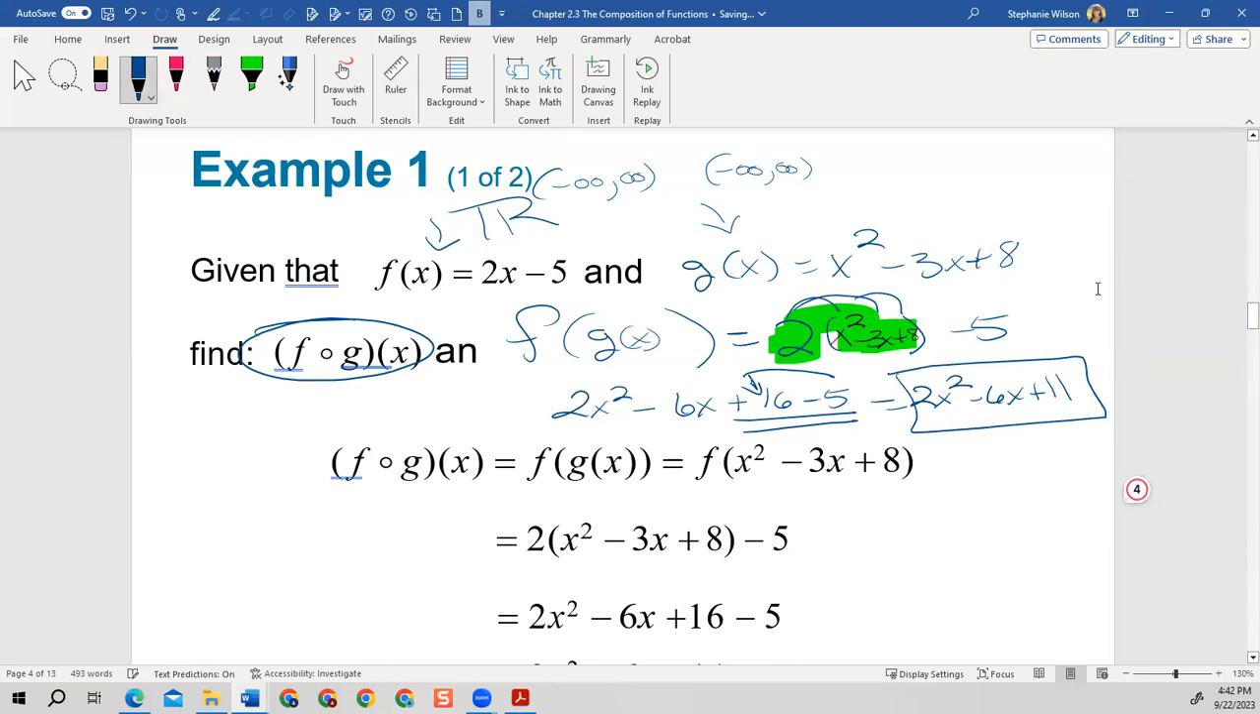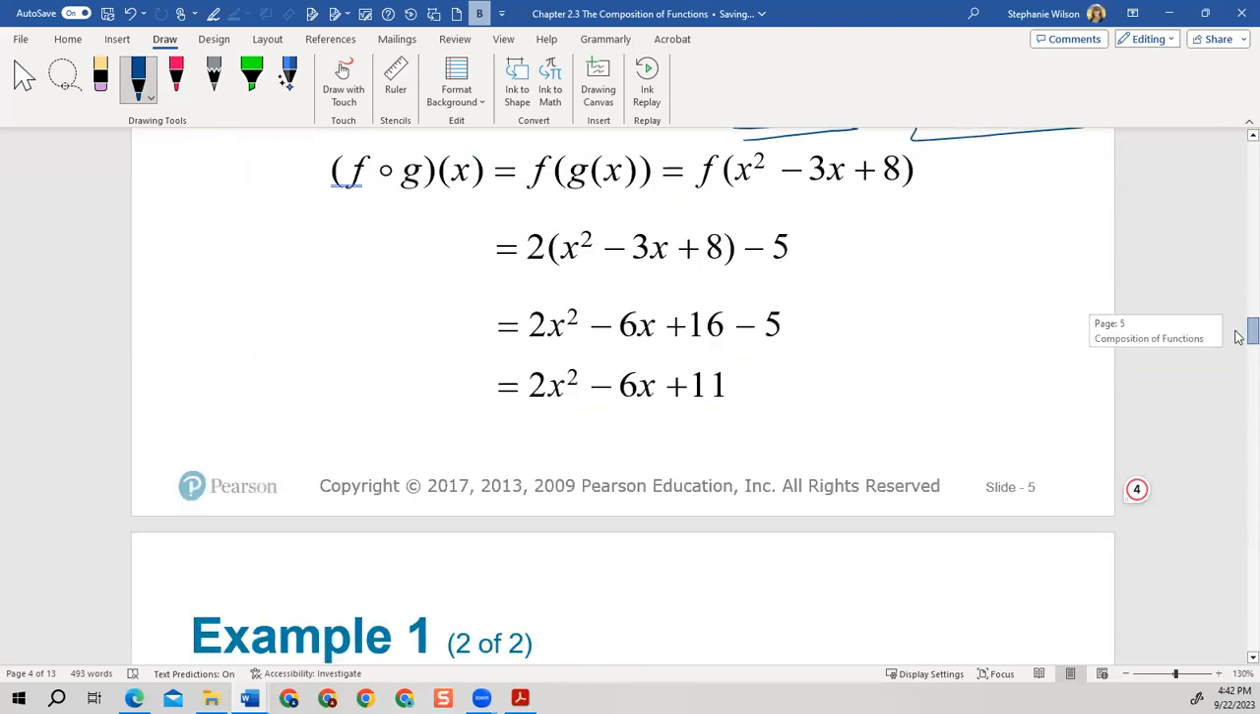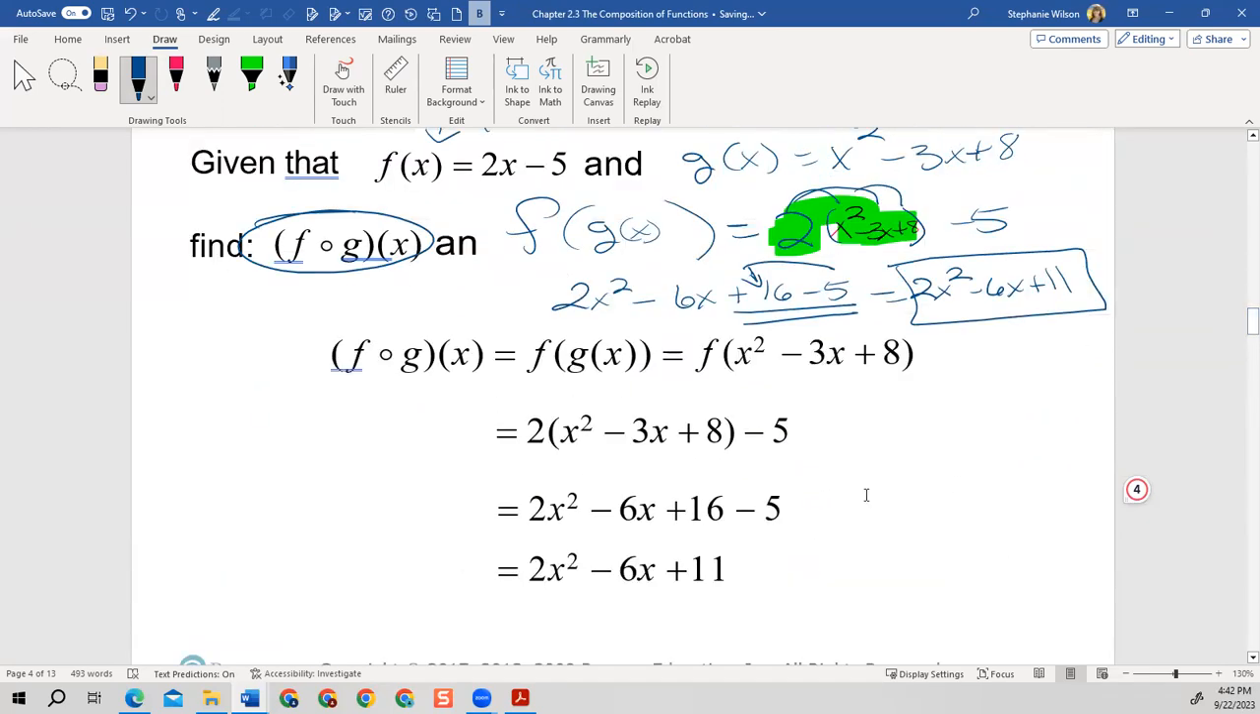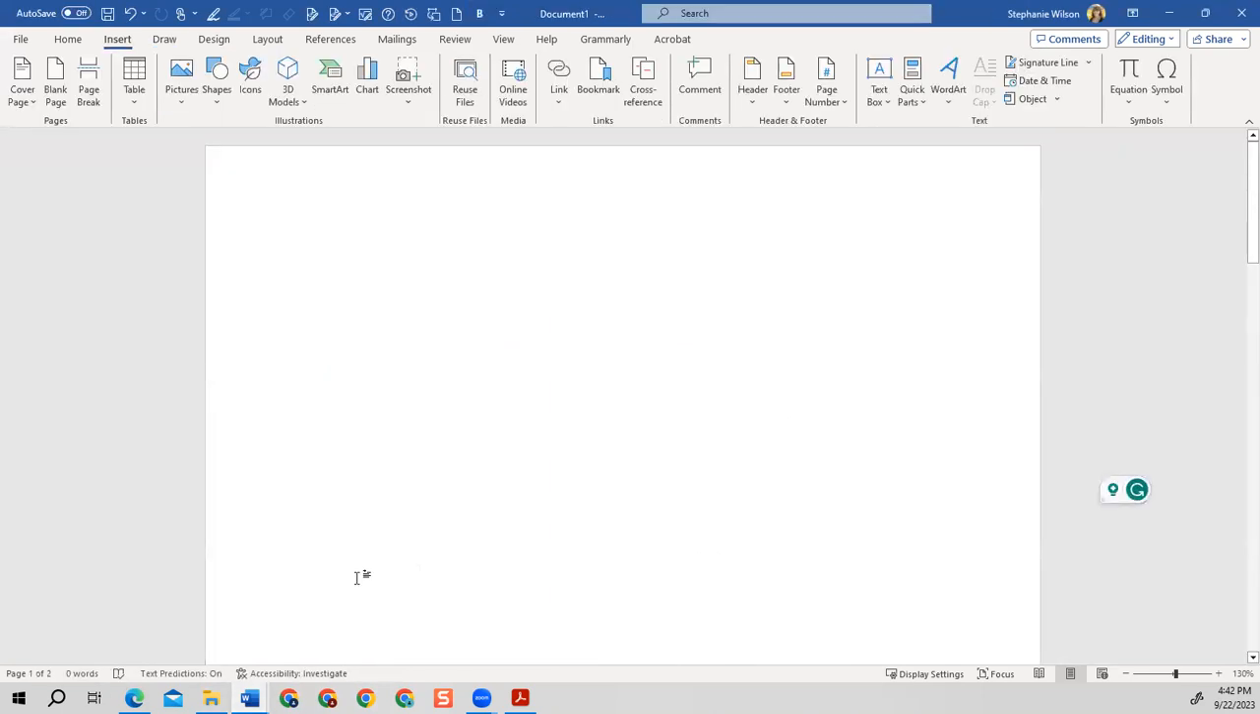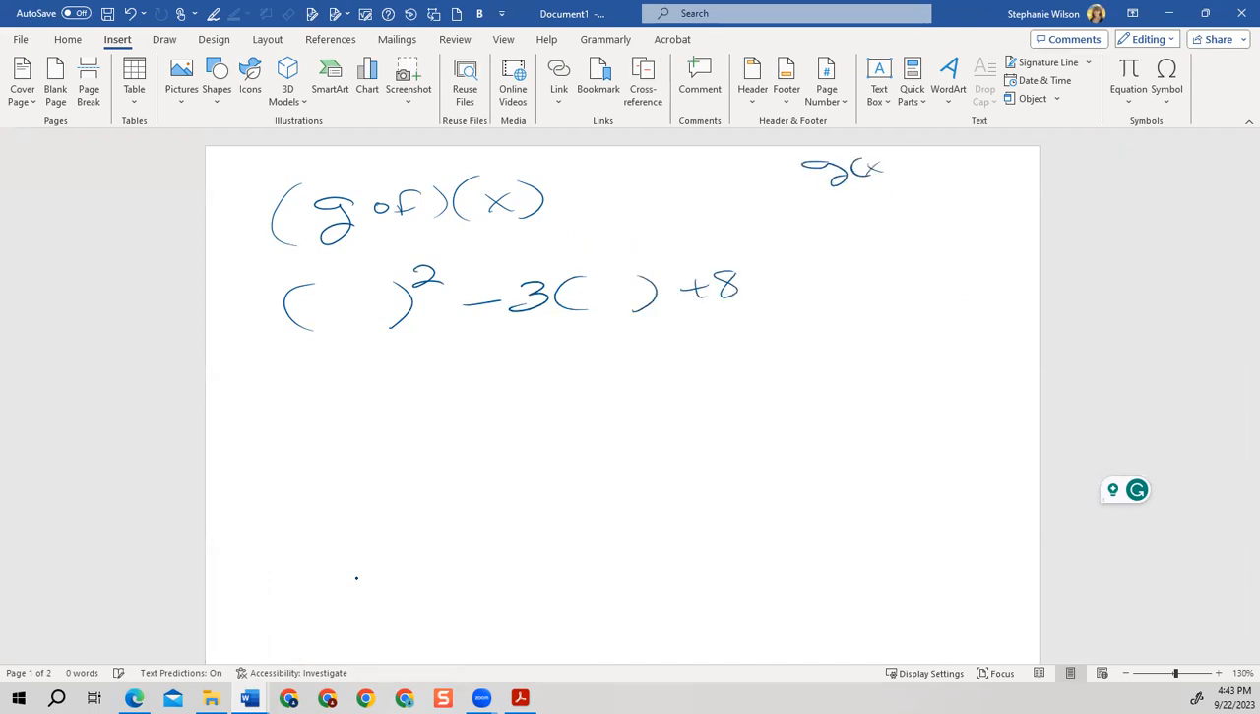And we can look at it just to make sure. Yes, I agree with their answer. So I want to take a second and work it as if it asked you g of f of x. So let's do that. I'm going to take my g function, and everywhere I see x, I want to plug in my f function. Remember, our g of x function was x squared minus 3x plus 8. My f of x function is 2x minus 5.